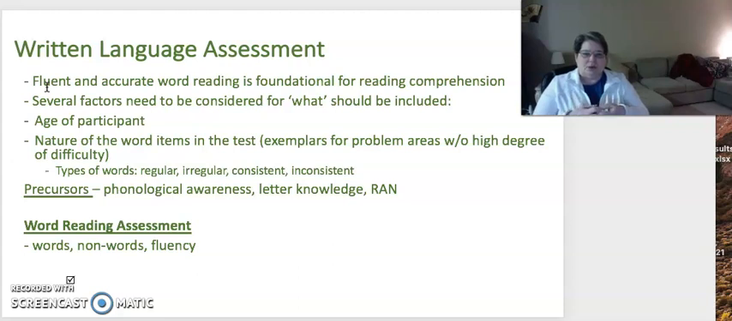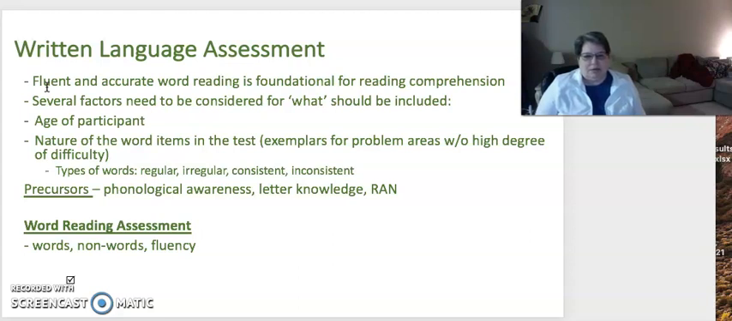So there are several factors that go into what we should include in a word reading task. We have to consider the age of the participant and the nature of the word items in the test. We want exemplars of problem areas, but we don't want a degree of difficulty above this child's age. So we need to make sure that the measure is age normed for this child, or that the words we choose, if we're creating our own measure, are at a level the child can read, or might be expected to read. There are four different types of words: regular words, irregular words, consistent, and inconsistent.